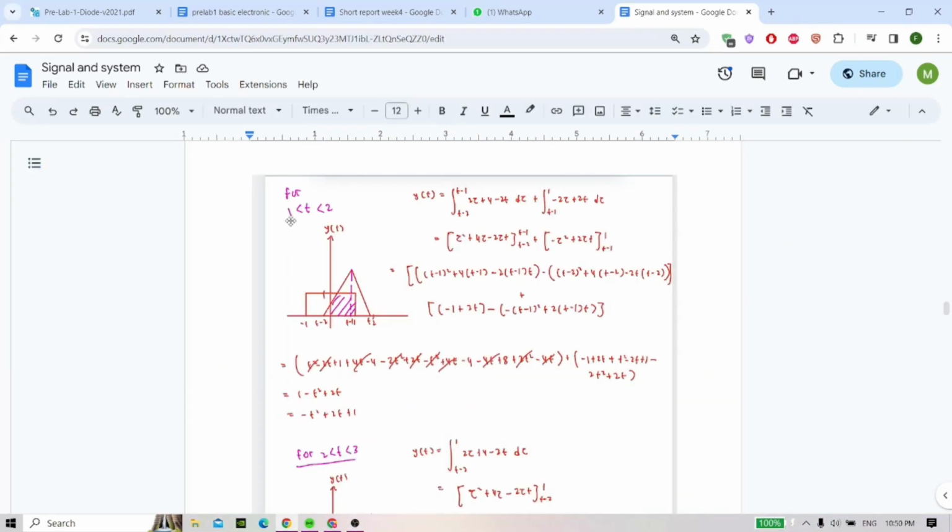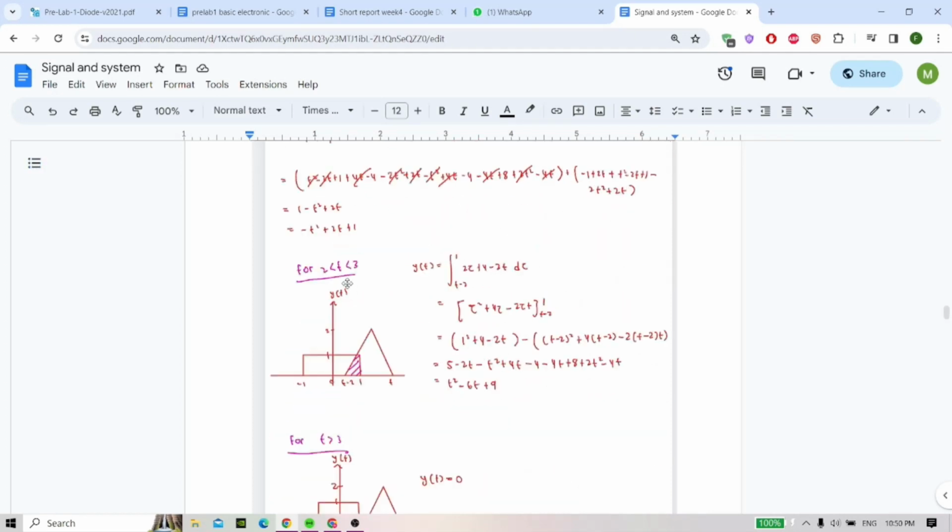For t between 1 and 2, we can see that there's an intersection from t minus 2 until 1, and we need to separate the integration into 2, which is from t minus 2 until t minus 1, where we take the equation of the left hand side, and from t minus 1 to 1, where we take the equation of the right hand side, and we integrate it until we get y(t) equals -t squared plus 2t plus 1.